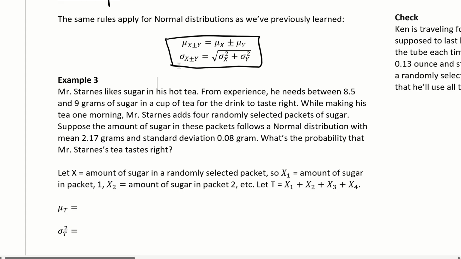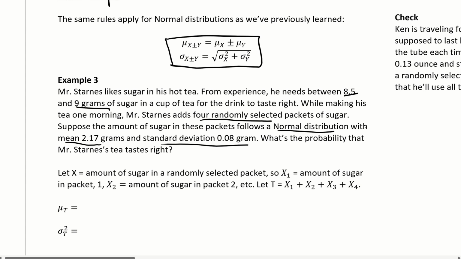All right, so example 3. Mr. Starnes likes sugar in his hot tea. From experience, he needs between 8.5 and 9 grams of sugar in a cup of tea for the drink to taste right. While making his tea one morning, he adds 4 randomly selected packets of sugar. Suppose the amount of sugar in these packets follows a normal distribution with a mean of 2.17 grams and a standard deviation of 0.08 grams. What's the probability that his tea tastes right?